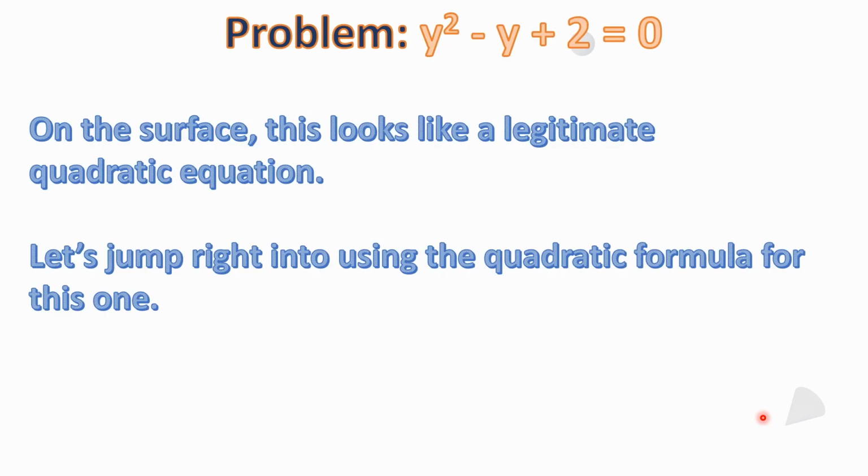Here's another one that I've got. This one I also saw in the same Quora post, and I thought I'd go through and work it out. It's y squared minus y plus 2 equals 0. So we look at that one, and on the surface, it looks like it might be a legitimate quadratic equation. So we won't worry about factoring, but let's jump right in and use the quadratic formula on this one and see what happens.